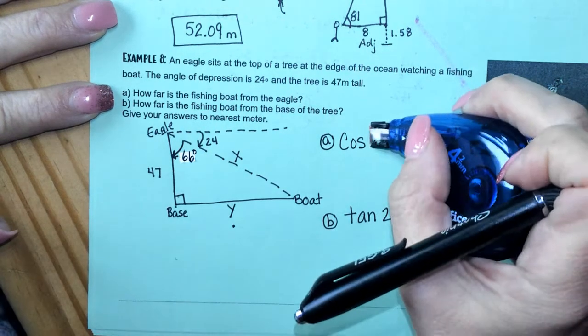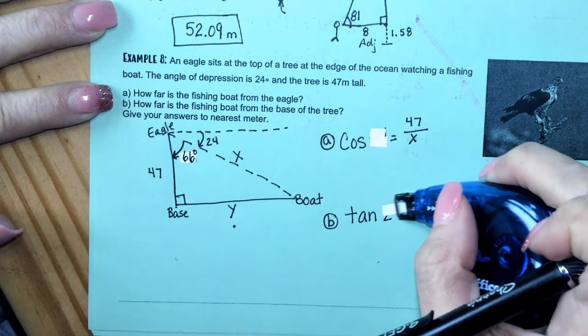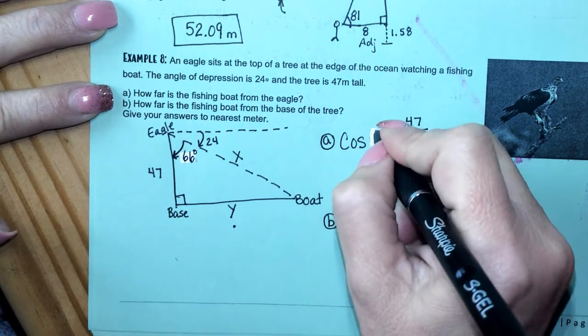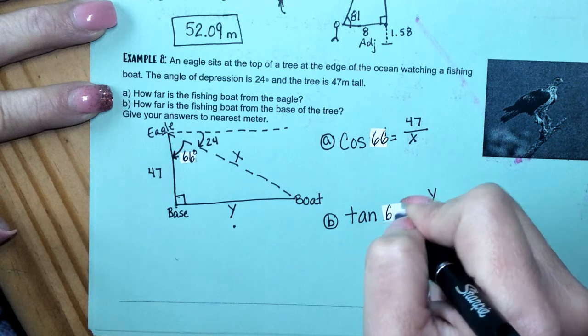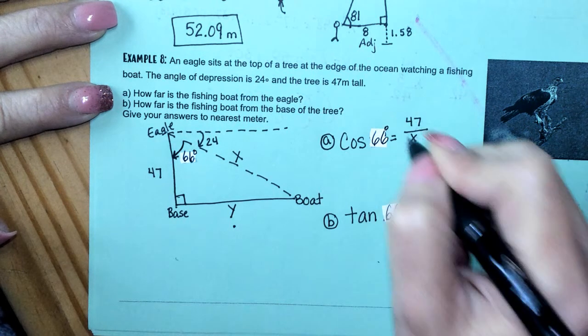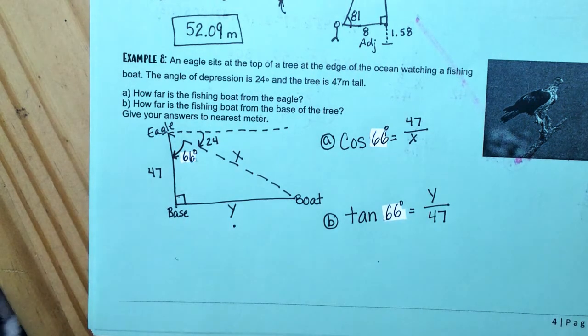So I'm not going to do 24. I'm going to do 66. That's a really good mistake to make, because we'll all make that mistake.